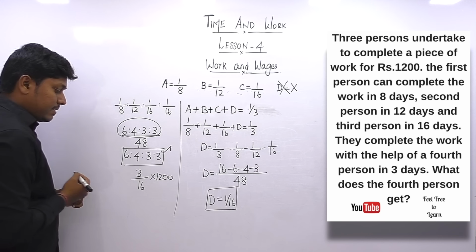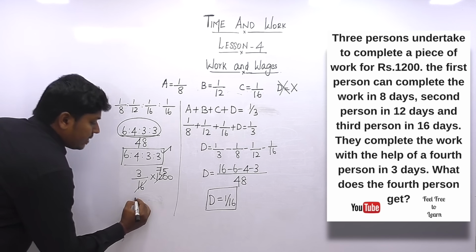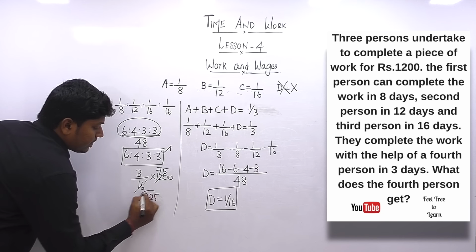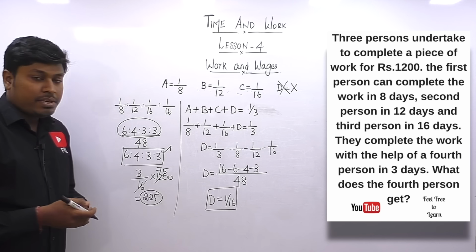So when you cancel this, I think this becomes 75. So 75 into 3 is 225. So finally we can say that the share of the fourth person D is rupees 225.